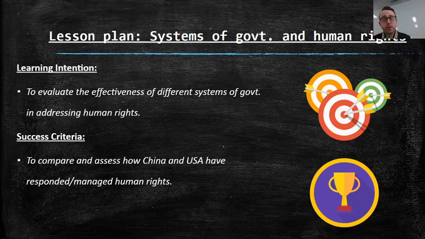So this lesson we are looking at different systems of government and human rights. So how different systems of government, whether they are a democracy or an autocracy or a monarchy, how they address human rights issues. And then we're going to be comparing and assessing two nations. So we're looking at China and America as our case studies, and we're looking at how they've responded to and how they've managed human rights.